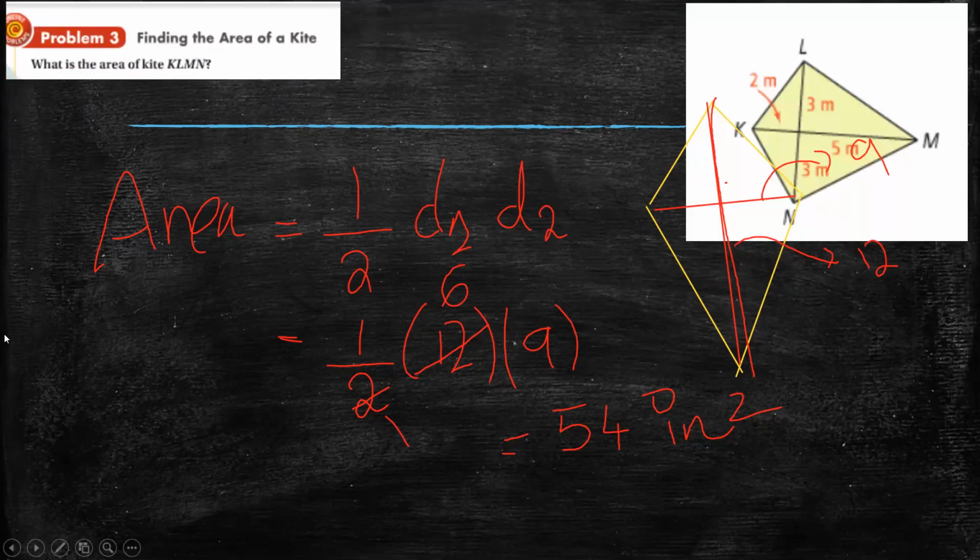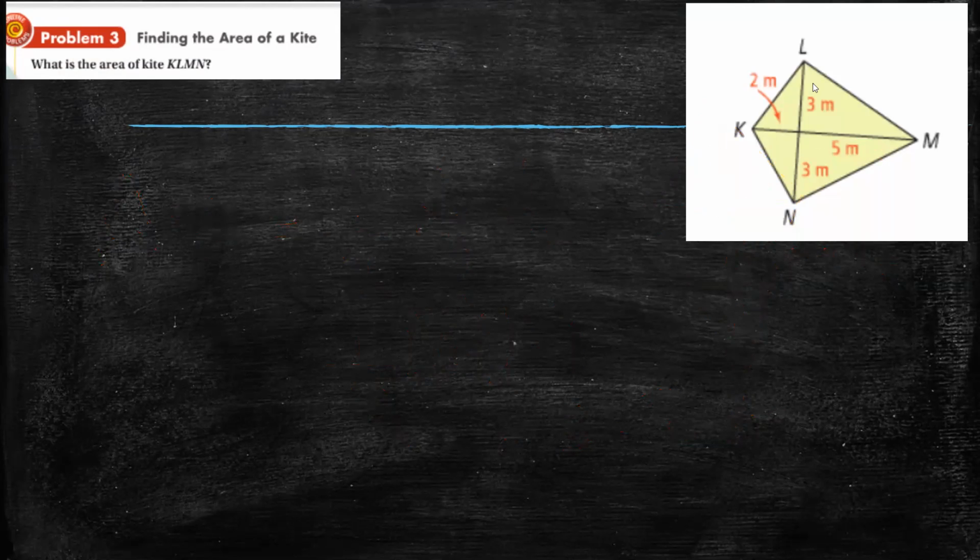Now, let's do problem 3, because it's easier than the previous problem. In this problem here, he told me that the shape KLMN is a kite. I need to find the area. Now, let's draw it here.